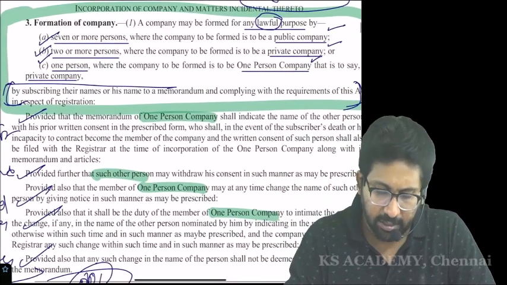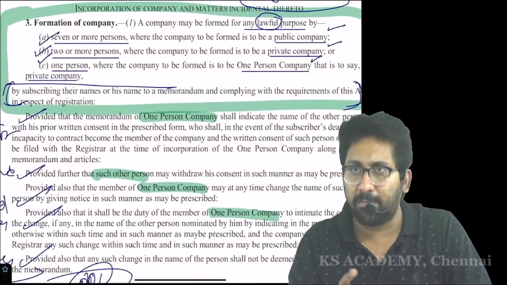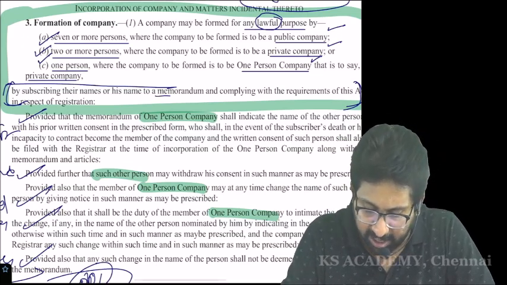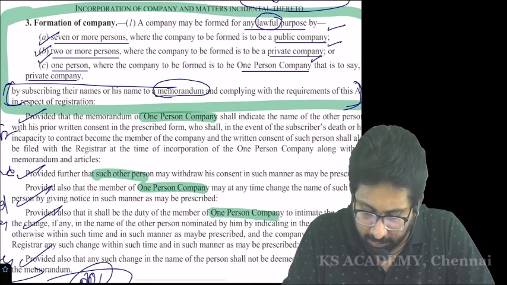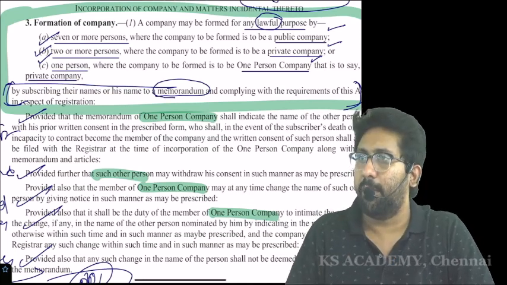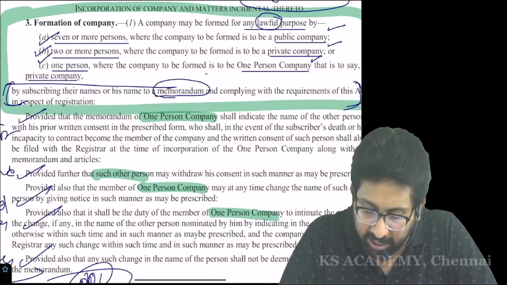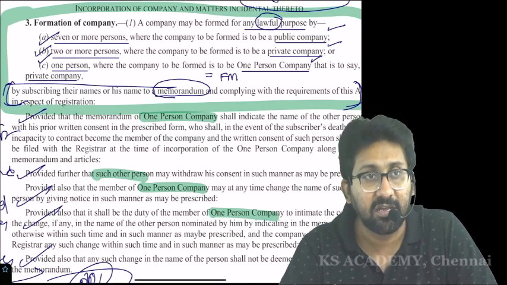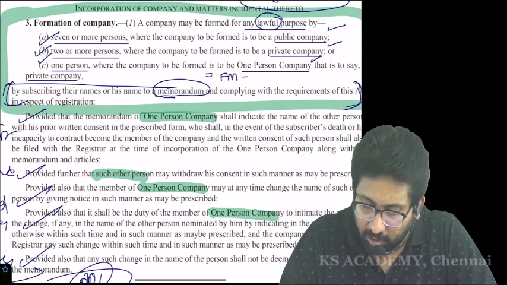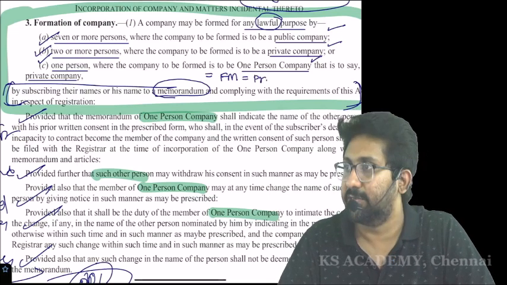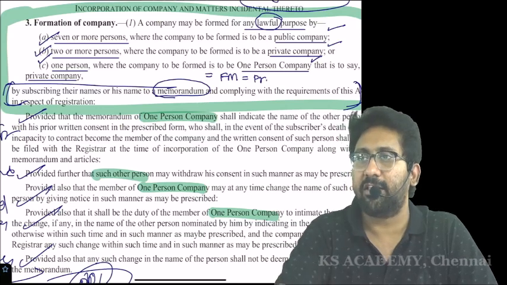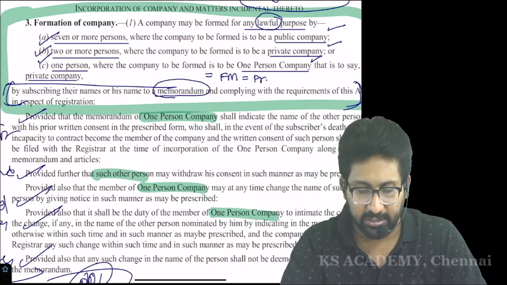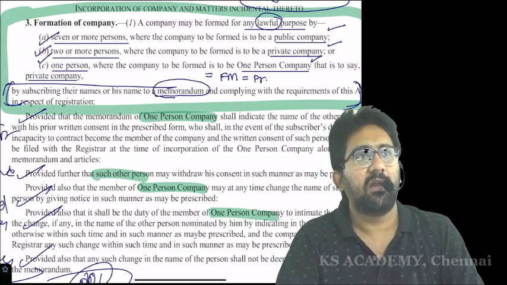Continue the point. 7 or more, 2 or more, 1 person, who are they? By subscribing their names or his name to a memorandum. Subscribers to the memorandum are called founder members, also called promoters. They will take control of the affairs of the company immediately after incorporation. They are promoters.